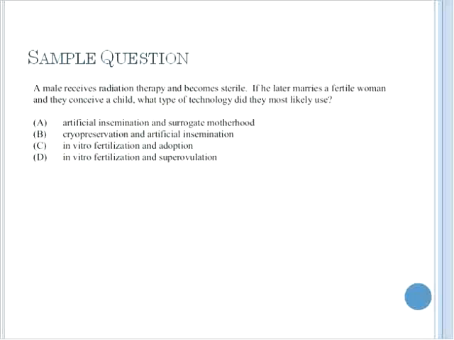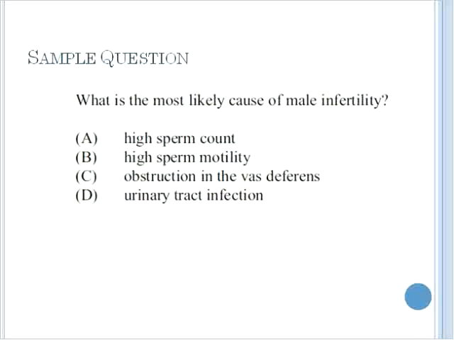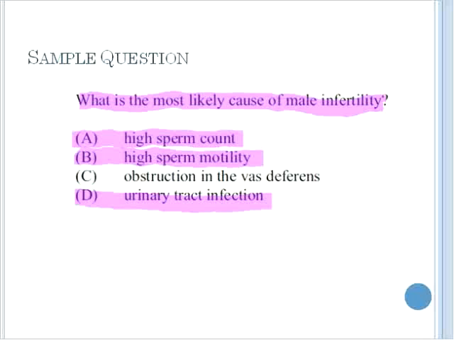In past public examinations, questions have been posed on this topic. The first: what is the most likely cause of male infertility? High sperm count would obviously not contribute to infertility. High sperm motility would certainly not either. A urinary tract infection? It's unlikely. The correct answer for this one is indeed C, obstruction in the vas deferens.